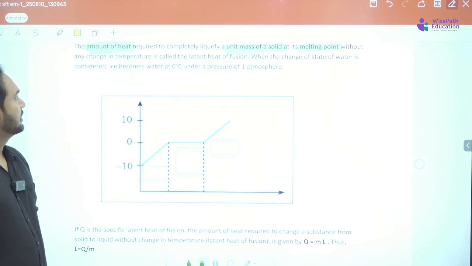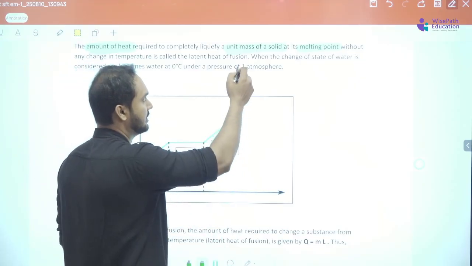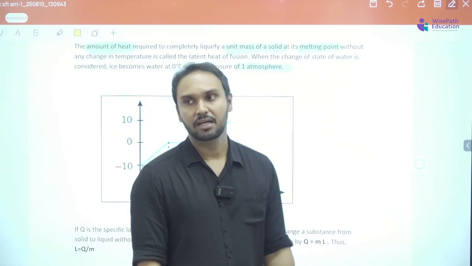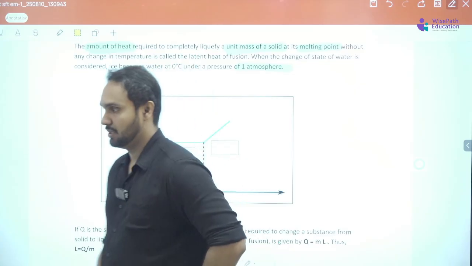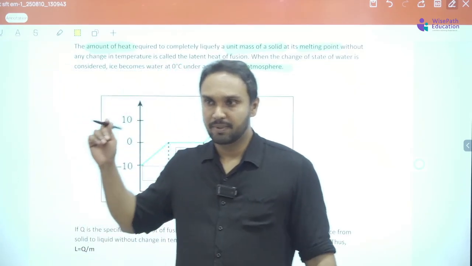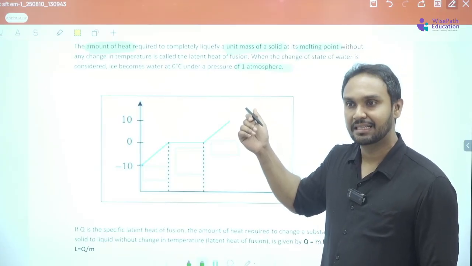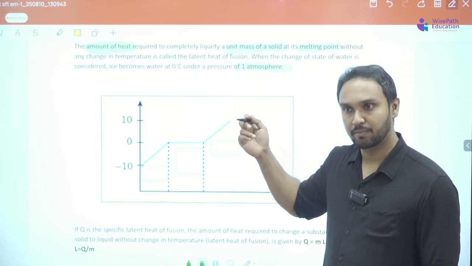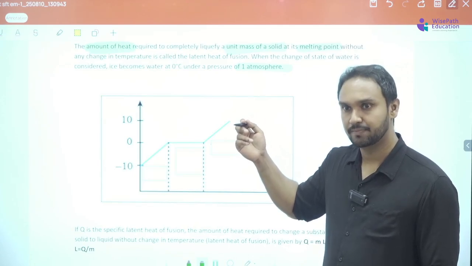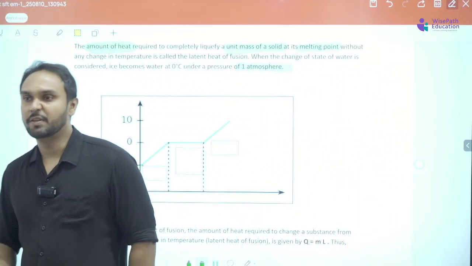When the change of state of water is considered, ice becomes water at 0 degrees Celsius under a pressure of 1 atmosphere. Now highlight this as well. This is also important. This only happens at 1 atmospheric pressure, or 1 atm. Now do you understand this part? This is the latent heat of fusion. So the heat required to melt a solid at its melting point completely into a liquid is the specific latent heat of fusion.